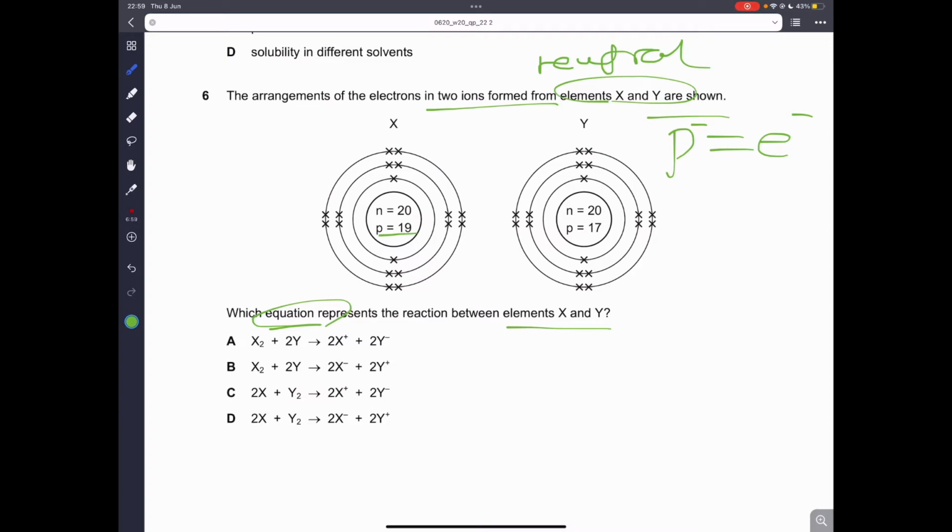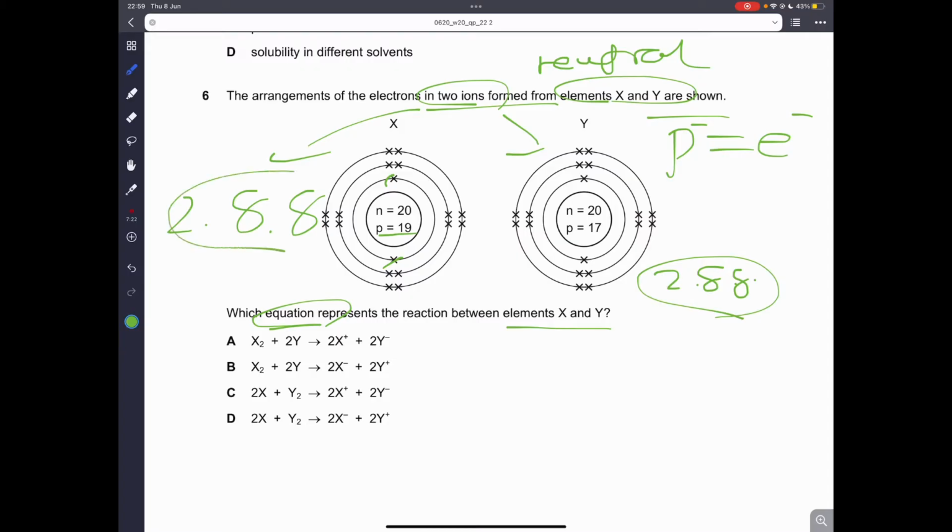So there's going to be 2.8.8. So they form two ions, which are X and Y. So there are 2.8.8. They basically have the full outer shell electrons, and they have complete electronic configuration. So we have to find the reaction that causes these both.